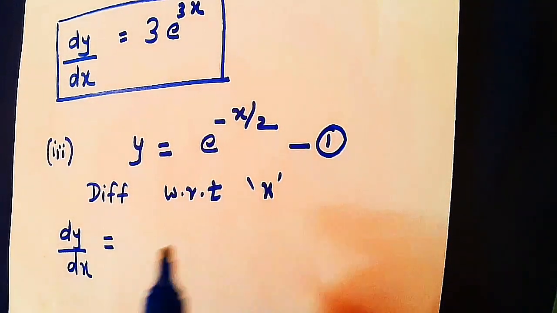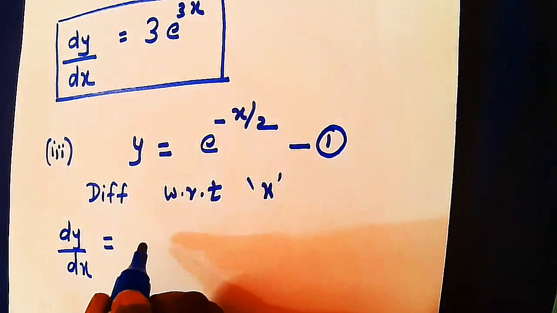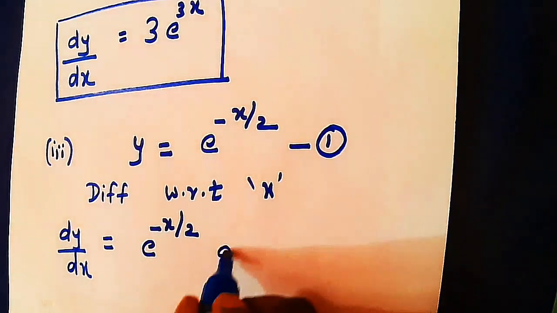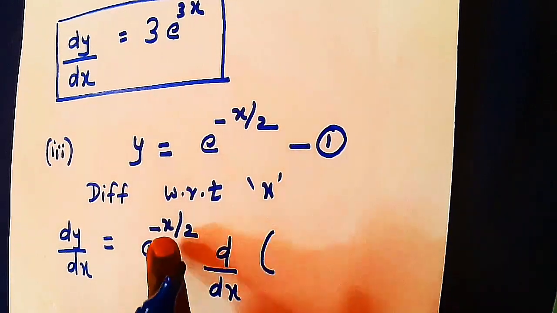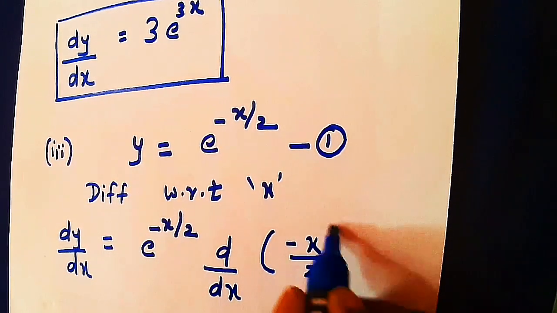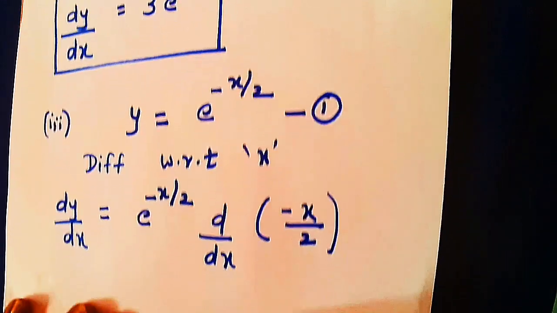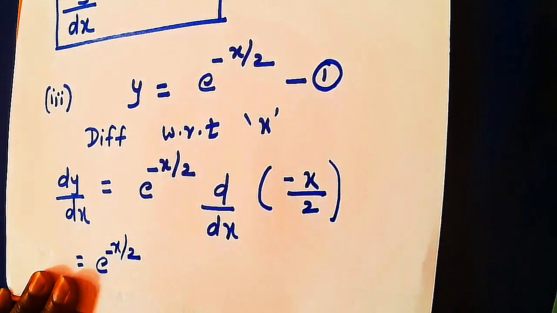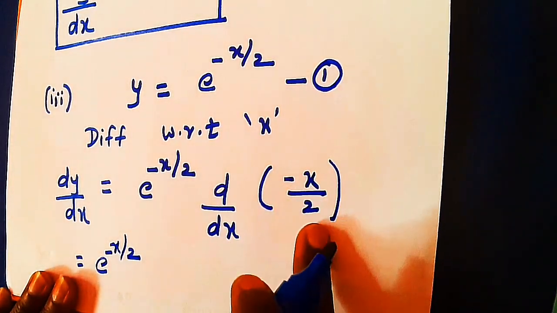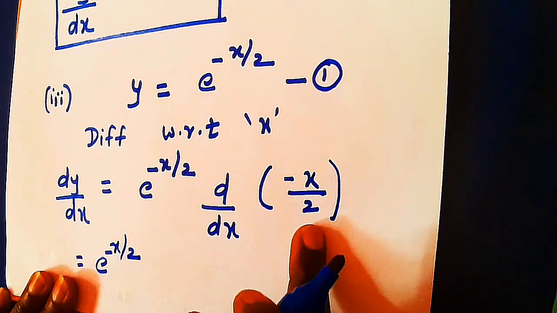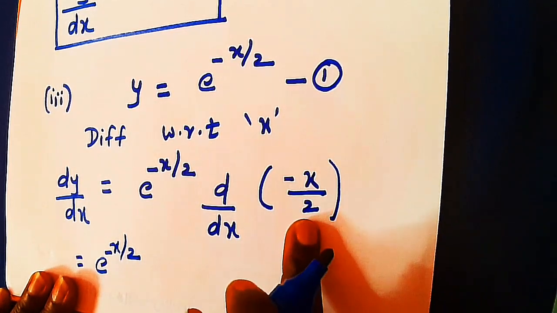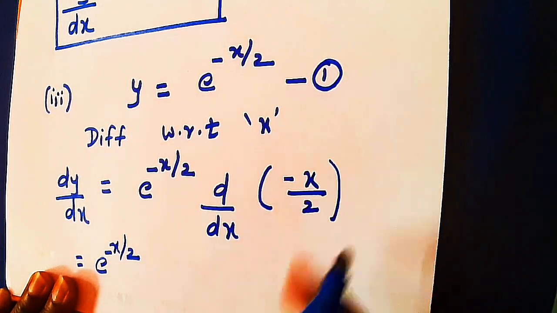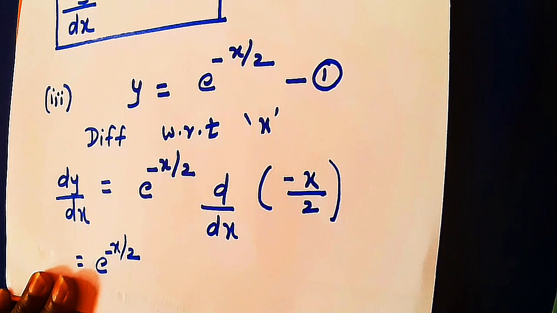Which is equal to differentiation of e to the power minus x by 2, which will give you the same answer, e to the power minus x by 2. Again, you have to differentiate the power, that is minus x by 2. We'll keep e to the power minus x by 2 as it is. Differentiation of minus x by 2: here minus half is a constant, so you keep it as it is. You have to differentiate only x. So don't get puzzled here, students.